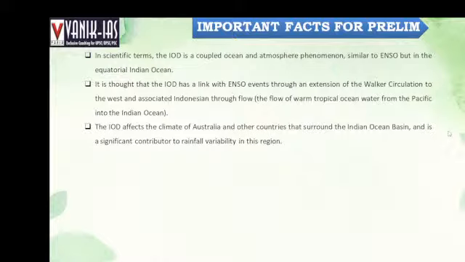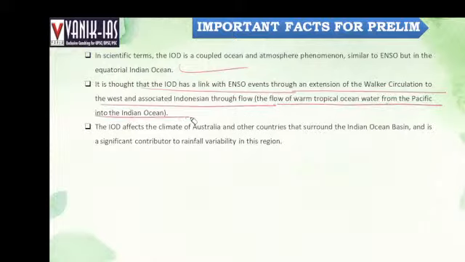In scientific terms, the IOD is a coupled ocean-atmosphere phenomenon similar to ENSO, but in the equatorial Indian Ocean region. It is thought that the IOD has a link with ENSO events through an extension of water circulation in the west and the associated Indonesian throughflow, that is, the flow of warm tropical ocean current from the Pacific to the Indian Ocean. The IOD affects the climate of Australia and other countries around the Indian Ocean basin. It is a significant contributor to rainfall variability in the region.